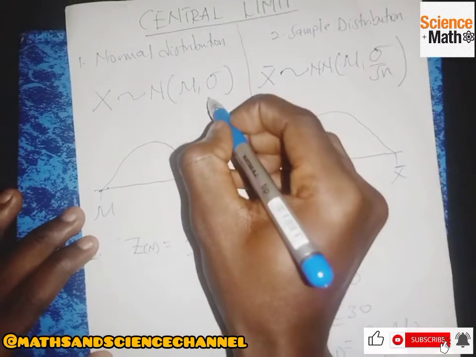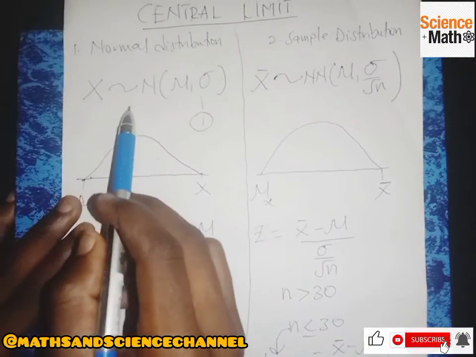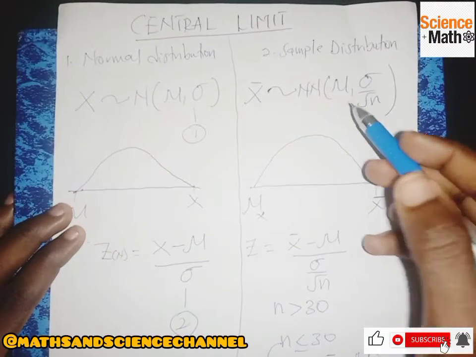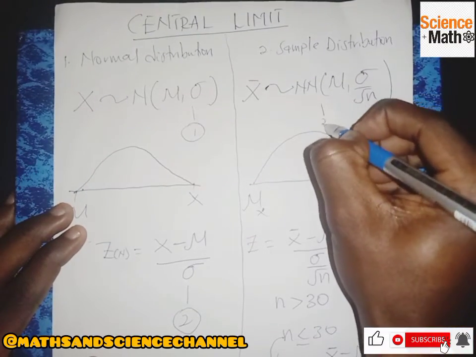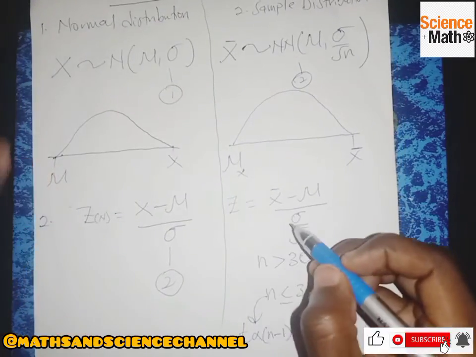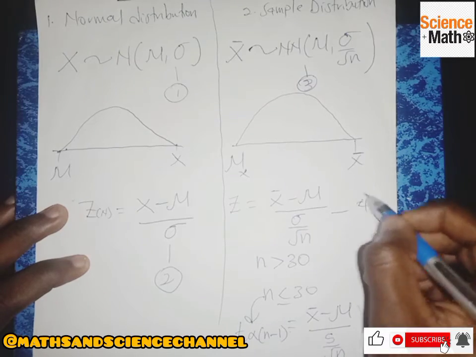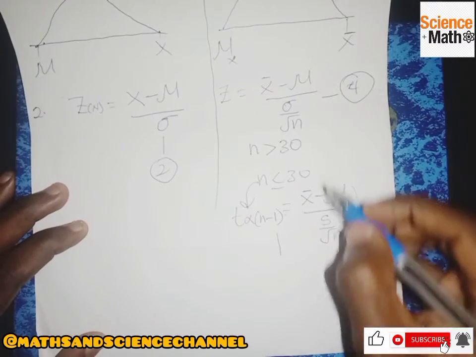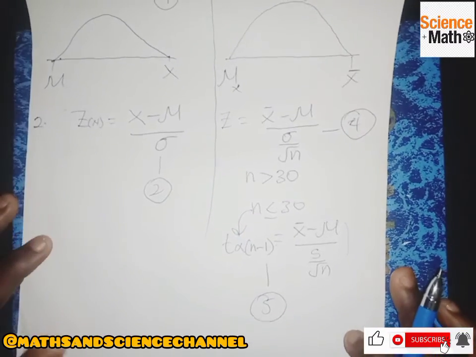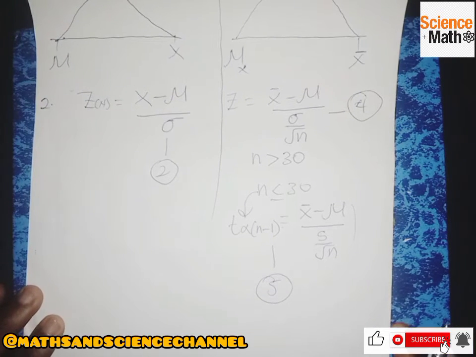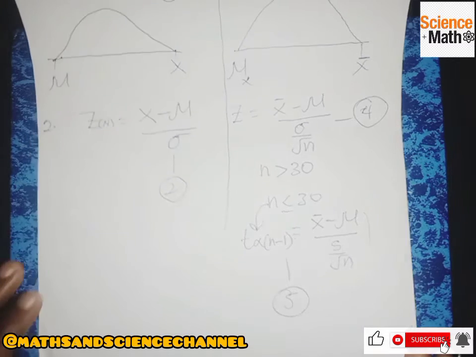So we have one formula here, we have two, and that is for the normal distribution. And then for the sample distribution, when we are to find the sample mean, we use this. And for the z, let's call this one 3, let's call this one 4, and let's call the t one 5. So we have these 5 formulas, and this is what we are basically going to use in solving the central limit theorem. Any question on the central limit theorem, these are the 5 formulas.